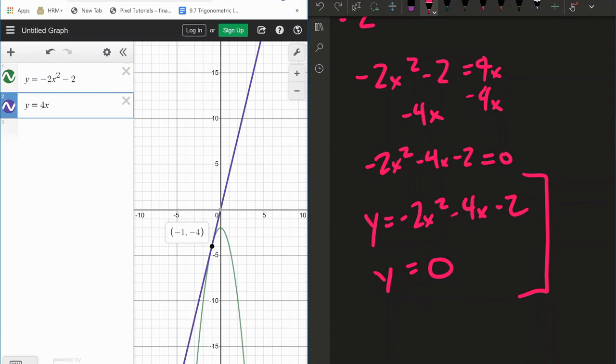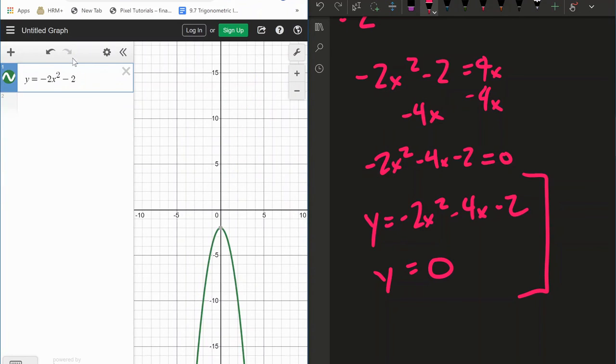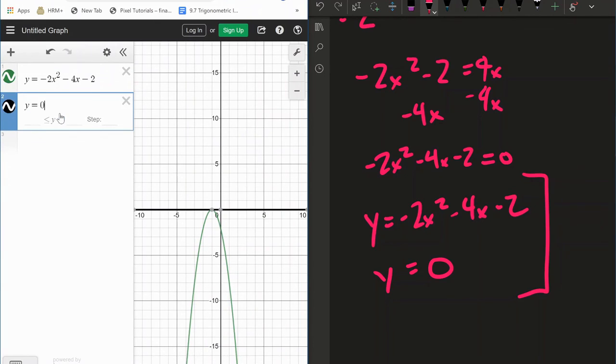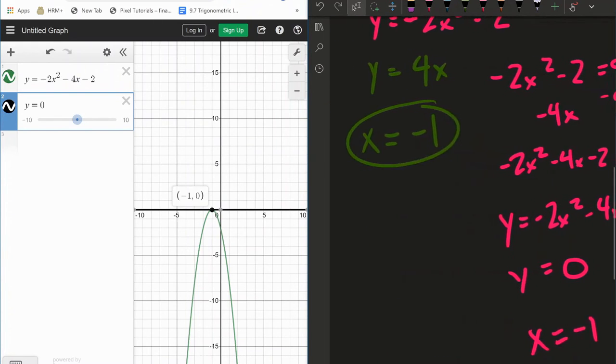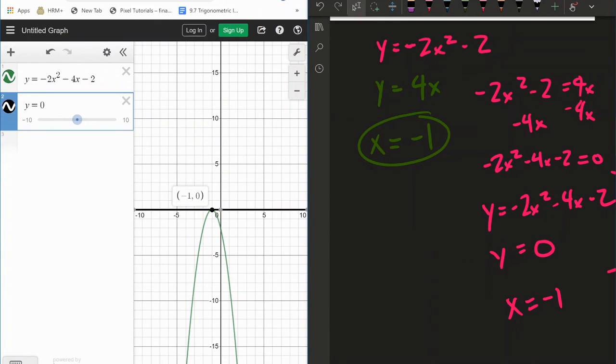Now those two are going to look very different when I graph them: y equals -2x squared minus 4x minus 2, and then y equals 0. So I ended up graphing two different lines, but you see in the end, I still get that they cross at -1. So my answer here would be x equals -1, and that's the same as if I had left them as the original equations. So that is how we solve by graphing.